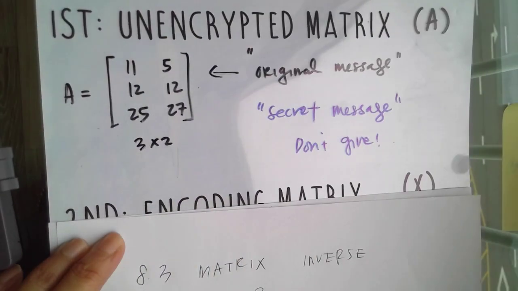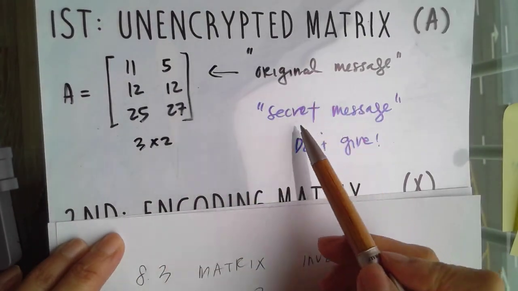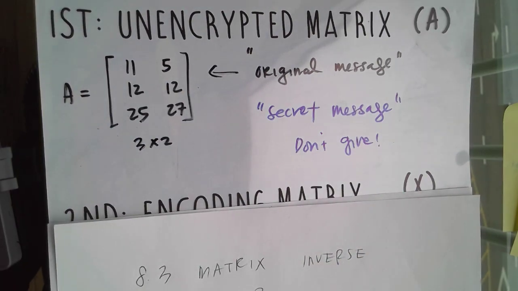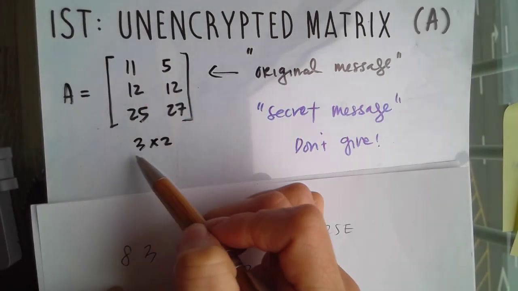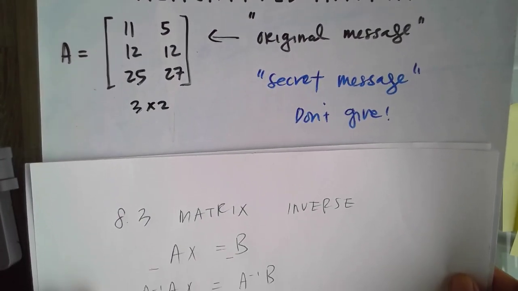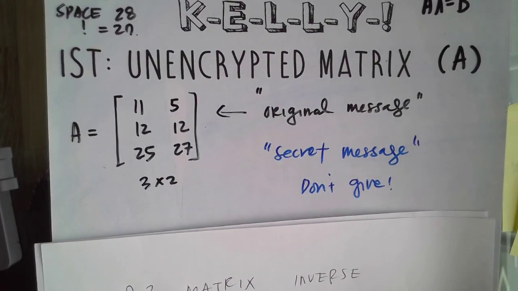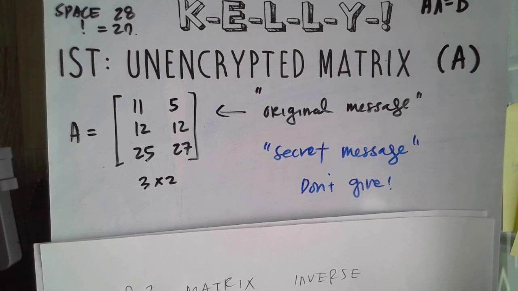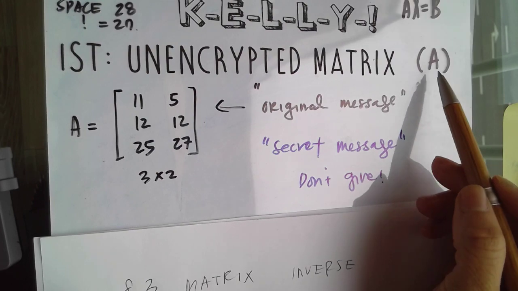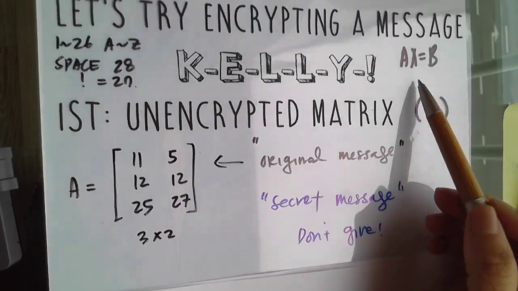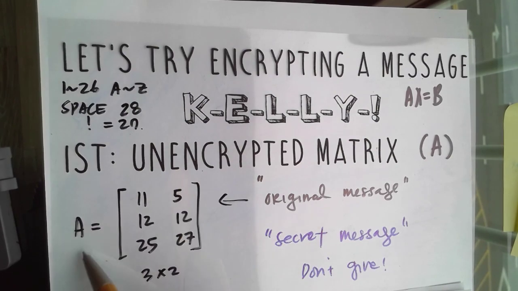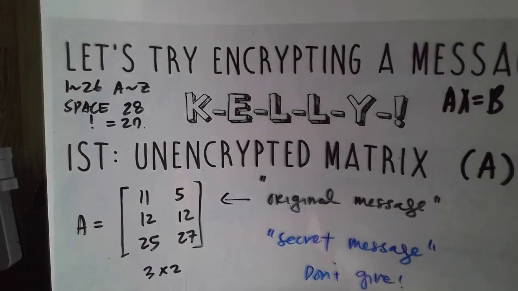So what that means is this is the original message. This is your secret message. So obviously you don't give it to anybody. But you have to start here so you can tell your friend, hey, decode my message. So again, first step is to write an unencrypted matrix of any order that you like. And now, whatever your matrix A is, your X is going to be your encoding matrix. That means your X has to be able to be multiplied to your 3 by 2 matrix in this case.